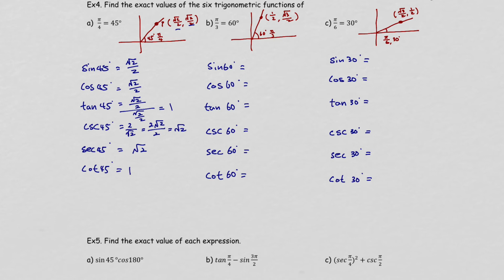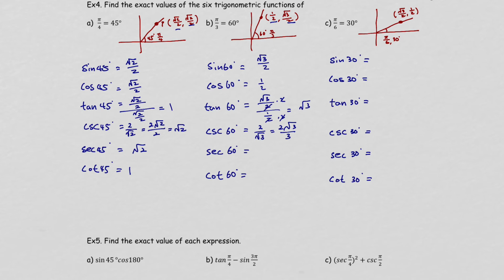Sine of 60 degree is your y value. Cosine of 60 degree, your x value. Tangent is sine over cosine. Multiply by 2 on both sides. To rationalize, you get square root of 3. And cosecant 60 degree is 2 over square root of 3, sine flipped. And make sure you rationalize the denominator. So it will be 2 square root of 3 over 3.